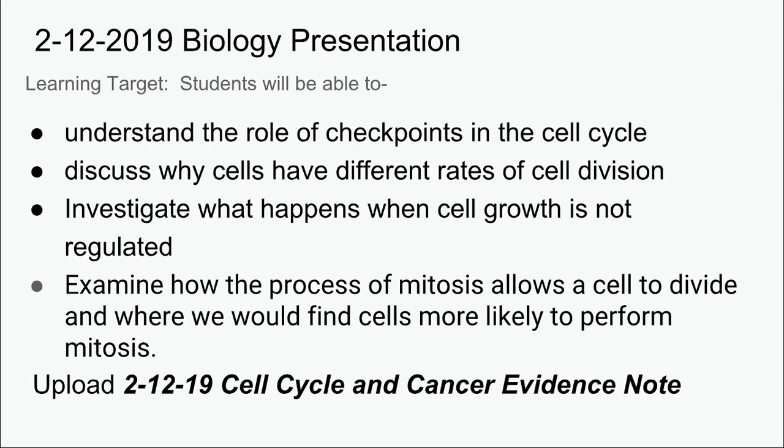The slide presentation itself will also be linked on Canvas, so that way you will be able to go back through it slide by slide if you need to do so. Our learning targets today: students will be able to understand the role of checkpoints in the cell cycle, discuss why cells have different rates of cell division, investigate what happens when cell growth is not regulated, and examine how the process of mitosis allows a cell to divide and where we would find cells more likely to perform mitosis.